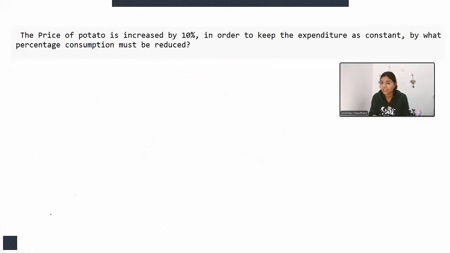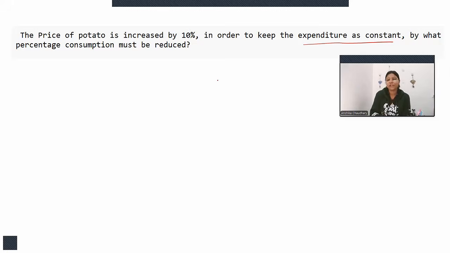Now I have taken one more variety. If the price of potato is increased by 10% and you want the expenditure to remain the same, what will you do? You will reduce the amount of potato in eating, right? You will not make vegetables that consist of potato. You will use lady finger, pulses, chana dal, etc., right? But you will not eat potato if you want your expenditure to be constant, because the price is incrementing, right?